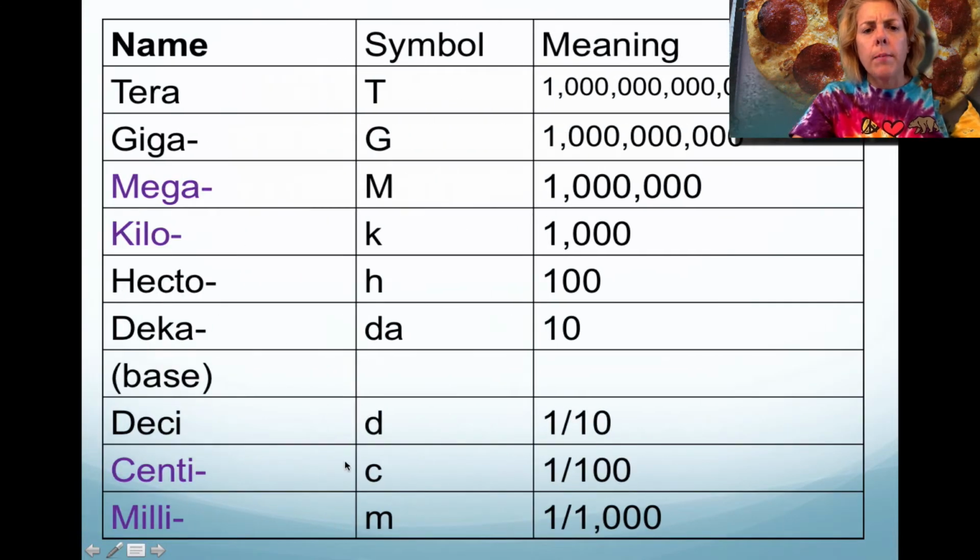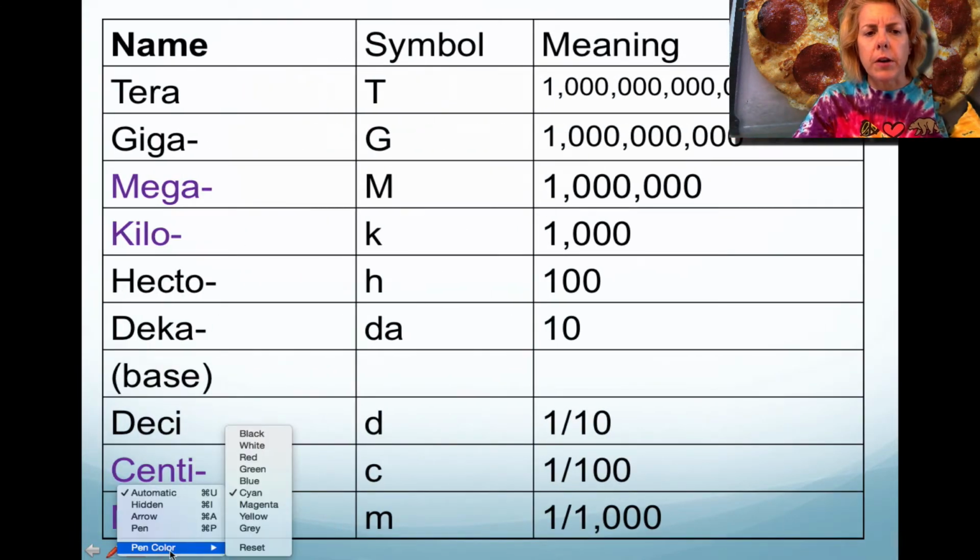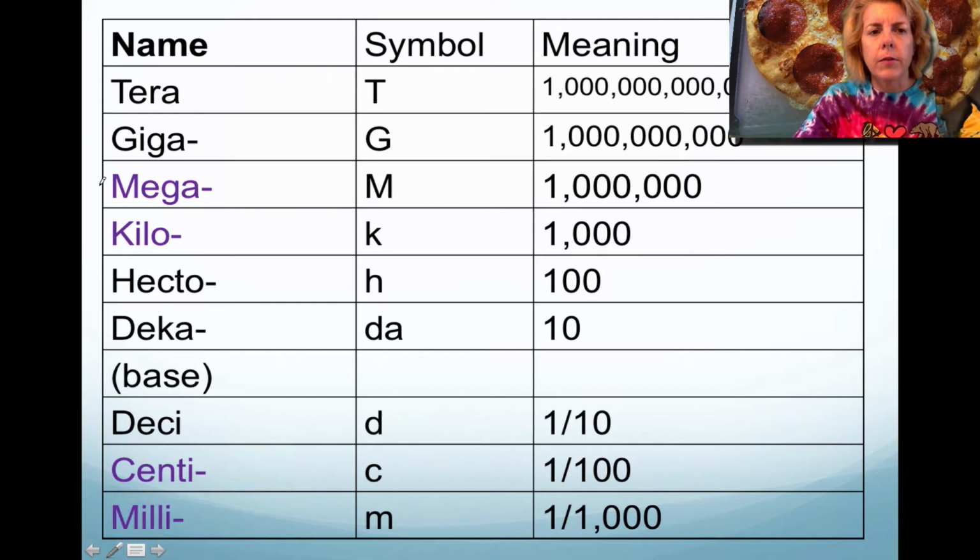Okay, now there's a bunch of prefixes here. The ones that I have highlighted, you've got mega, kilo, centi, and milli. These are the four that I want you to remember. Notice that with mega and kilo, we're talking about multiplying by thousands, whereas with centi and milli, we're dividing by 100 or 1,000.